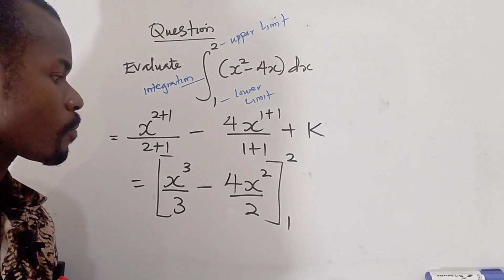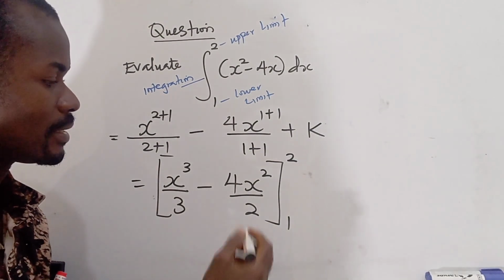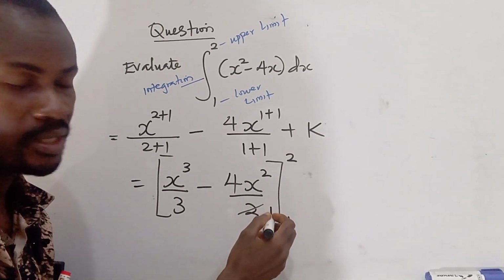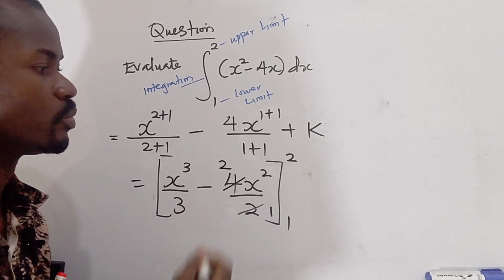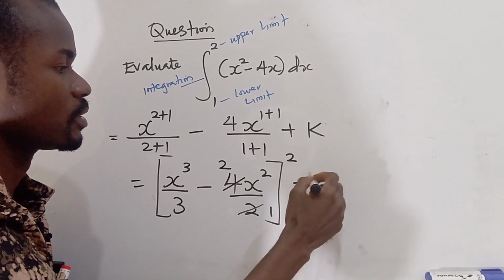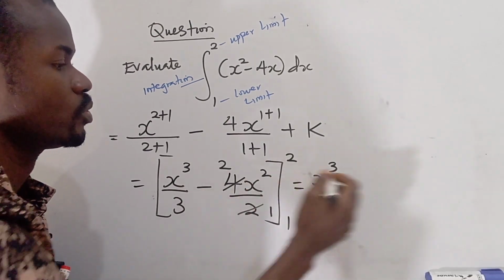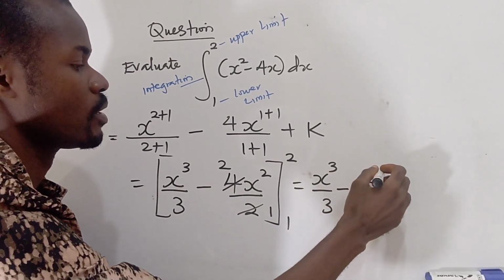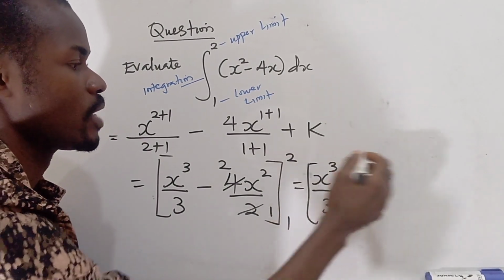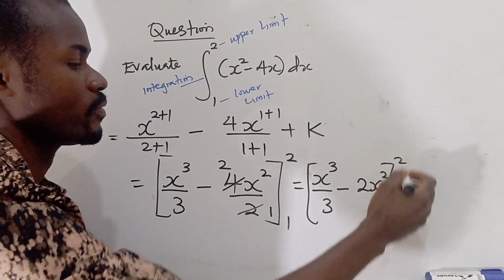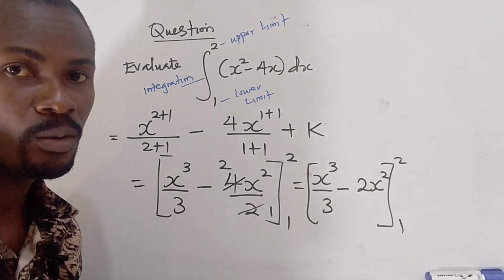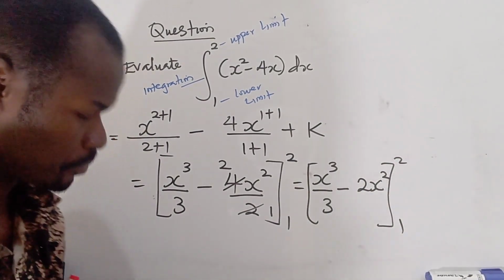All right, but inside we can see that 2 can go into itself 1, 2 into 4 is 2. So this expression becomes x cubed divided by 3 minus 2 times x raised to the power of 2. So we have to still put our limits. So we have 2 and 1 as the upper and lower limit.